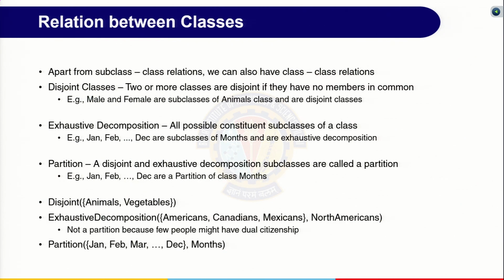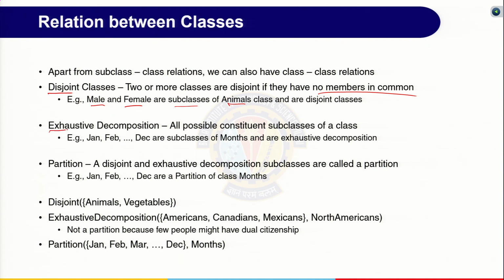Then we can look at the relation between classes. We have seen that classes can have subclasses as well, but we can also have relations between two classes which are not subclasses of each other. One kind of relation is a disjoint relation, which says two or more classes are disjoint if they have no common members. Like in the case of male and female, these are two classes where we don't see any common member, and these are both subclasses of the animals class.